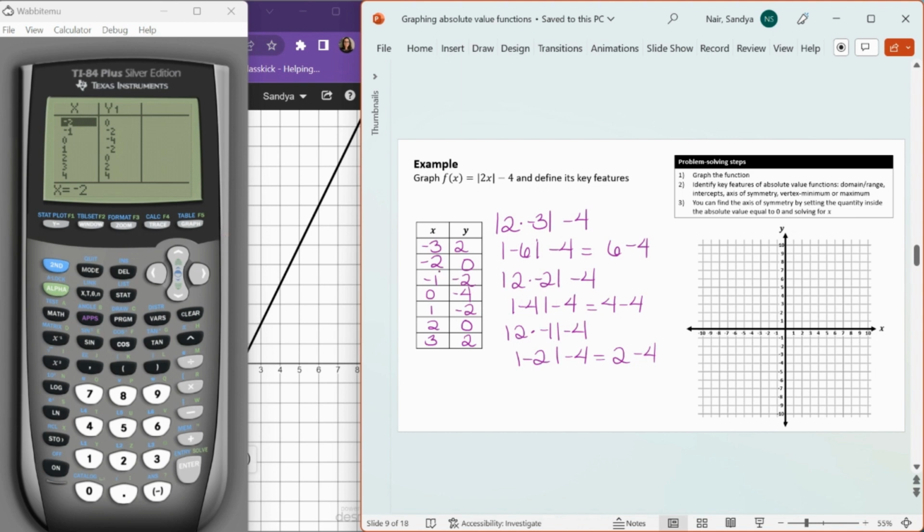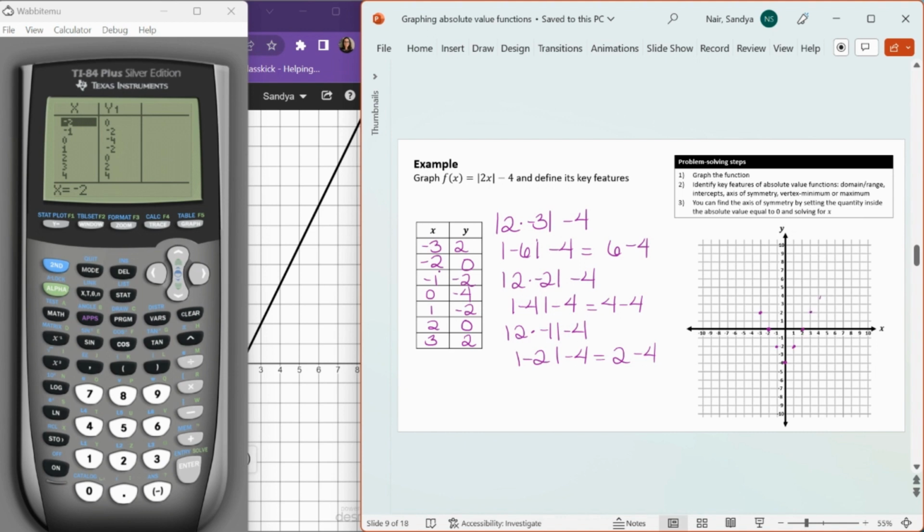Okay, so once you have all these points, you're going to need to graph your function. So let's see, we have (-3, 2), (-2, 0), (-1, -2), (0, -4), (1, -2), (2, 0), and (3, 2).